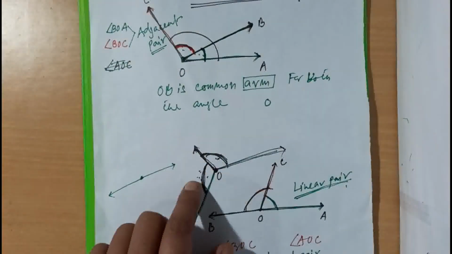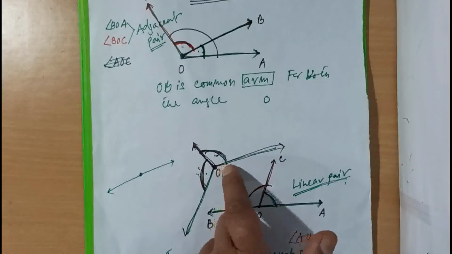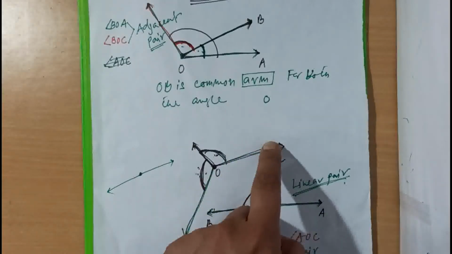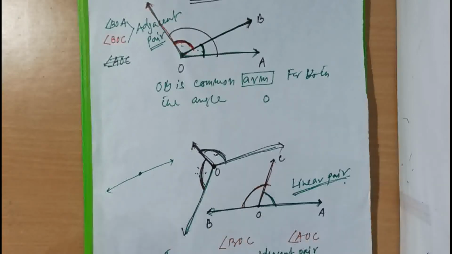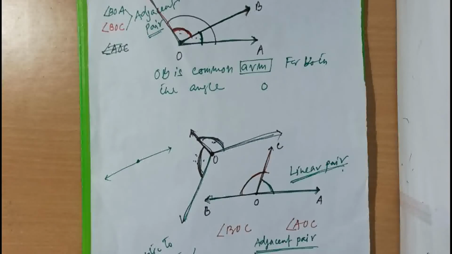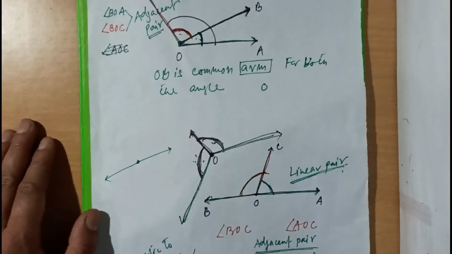So this is an adjacent pair. These two are an adjacent pair, but they are not a linear pair, as this ray and this ray are not opposite to each other. In this case, they are a linear pair, as this ray and this ray are opposite to each other. So that means a linear pair is a special type of adjacent pair. So this is about adjacent pair and linear pair.